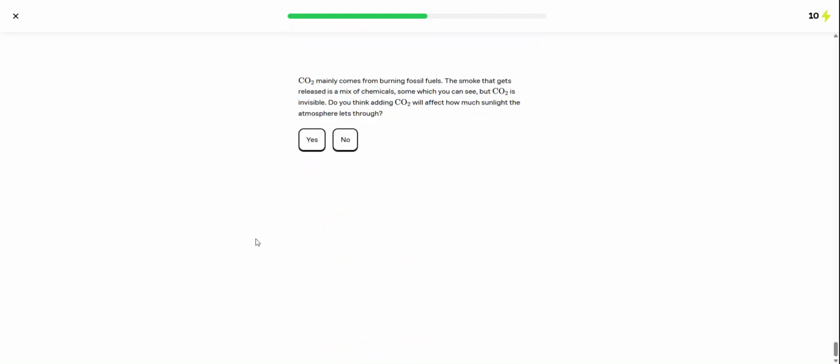Yes, CO2 mainly comes from burning fossil fuels. The smoke that gets released is a mix of chemicals, some of which you can see, but CO2 is invisible. Do you think adding CO2 will affect how much sunlight the atmosphere lets through? Yes or no? I assume it must be yes.